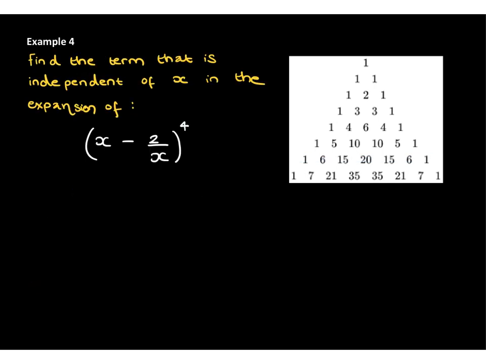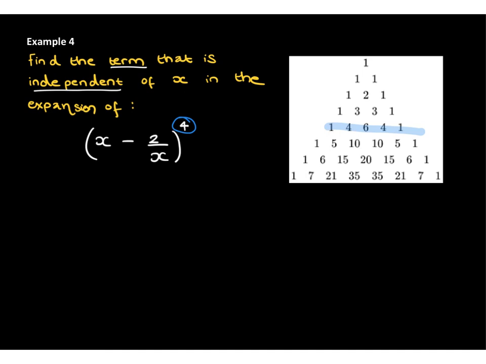So let's have a look at another interesting question. We're going to find the term that is independent of x in this expansion. So let's take a look at the question. The power involved is 4, which means we need to make sure we're looking at this row of Pascal's triangle. Now, when we carry out this particular expansion, because one of the terms is x and the other term is a 1 over x term, there will be a point at which a cancellation of the variable occurs and we end up with a term that does not contain x.